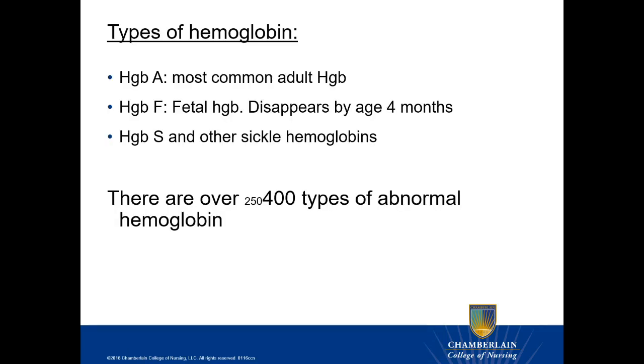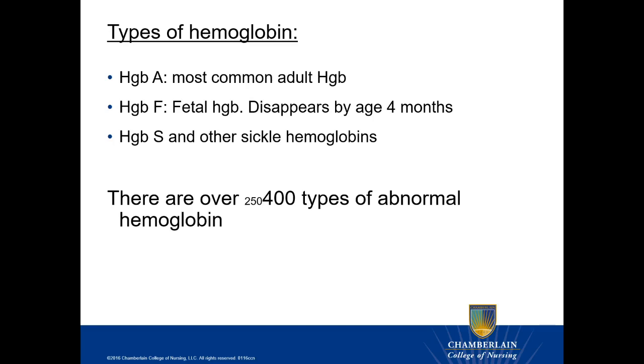So we have types of hemoglobin. We have A, F, and S. A is the most common adult hemoglobin. Hemoglobin S and all the other sickle hemoglobins comprise some of the abnormal hemoglobins. Hemoglobin F is fetal hemoglobin. Obviously, it's what we have initially, and we have a little of the other. Hemoglobin S is made early on, but we've got primarily fetal hemoglobin, which does not sickle.